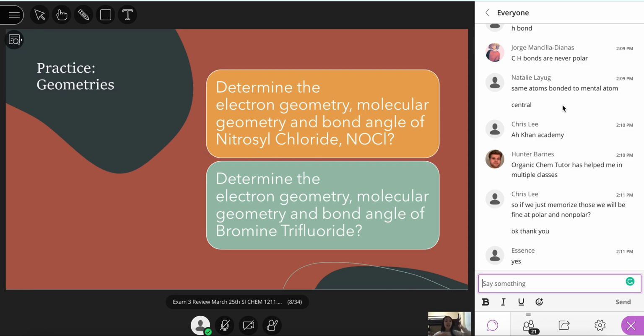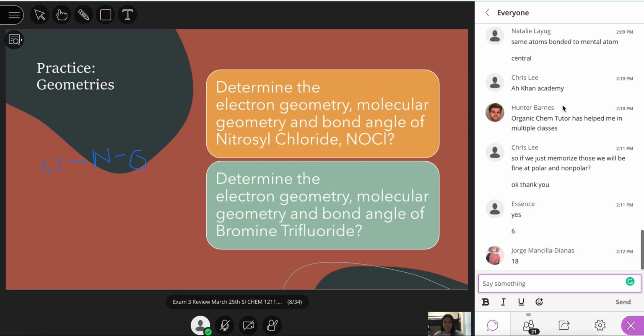Okay, next. Determine the electron geometry, molecular geometry, and bond angle of nitrosyl chloride, which is NOCl. So doing that first, what's the Lewis structure going to look like? I'll draw it for you because I think that'll be easier to see. So we have this, right? What's the number of valence electrons we're going to have? Does anyone know? How many valence electrons does oxygen have? 6, yes.